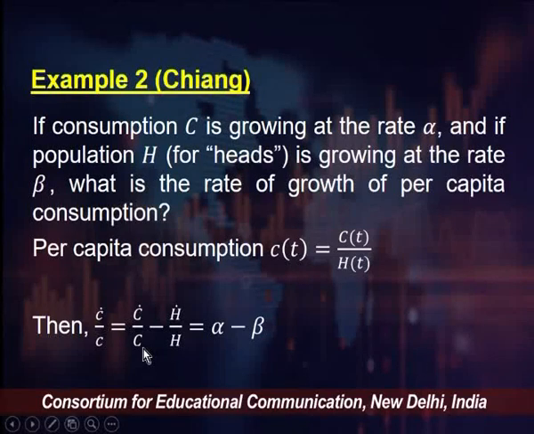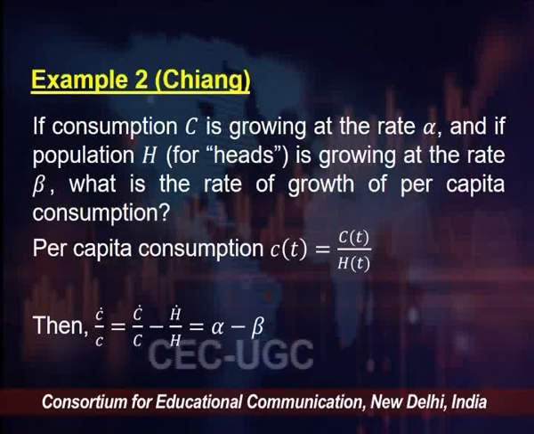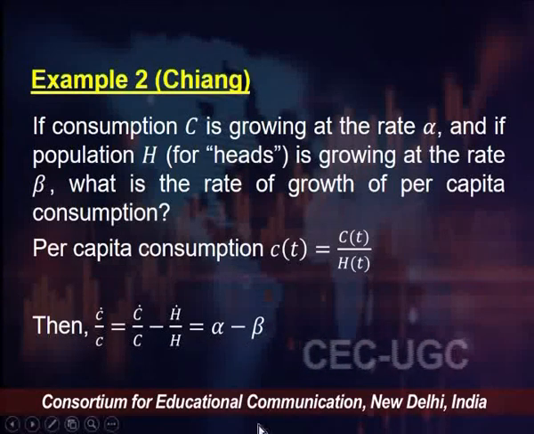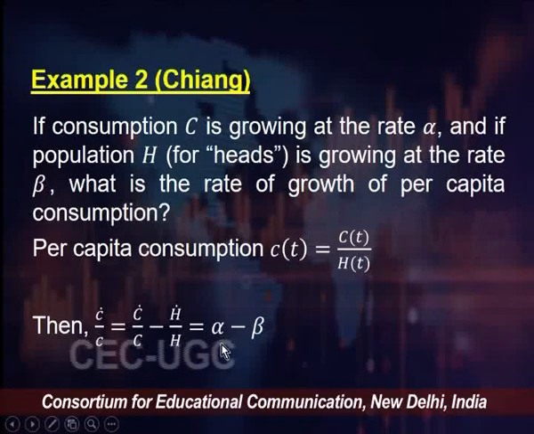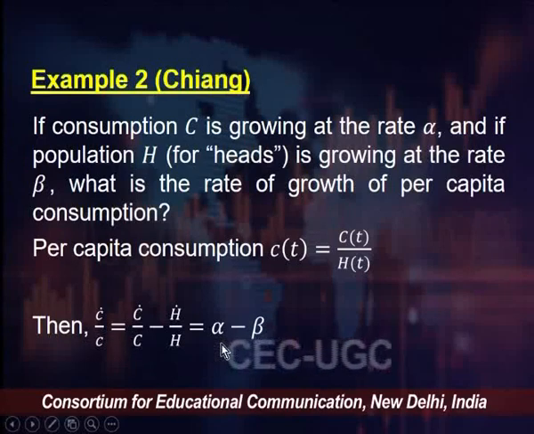And because capital C dot by C is given to you as alpha and H dot by H is given to you as beta, the rate of growth in per capita consumption, or the proportional rate of change in per capita consumption, is nothing but alpha minus beta.